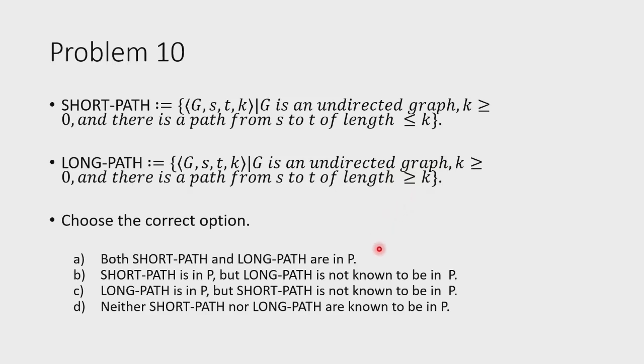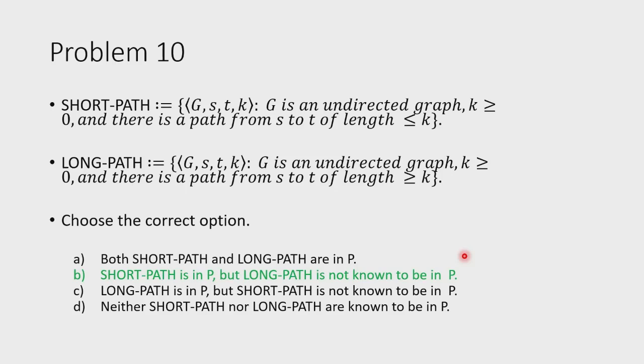And we have four options. Both short path and long path are in P. Short path is in P, but long path is not known to be in P. Long path is in P, but short path is not known to be in P. And neither short path nor long path is known to be in P. We are supposed to pick the correct option. Would anyone like to guess what the answer is? Is this B? Short path is in P, but long path is not known to be in P. Yes, that's the answer.